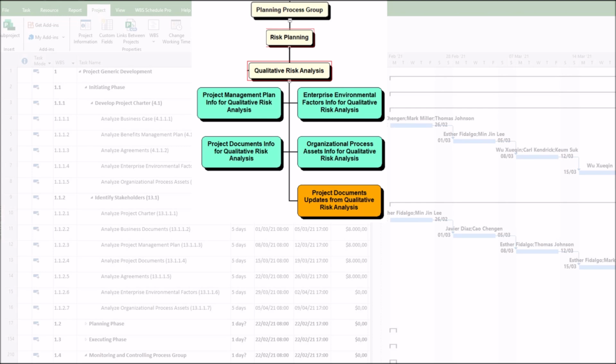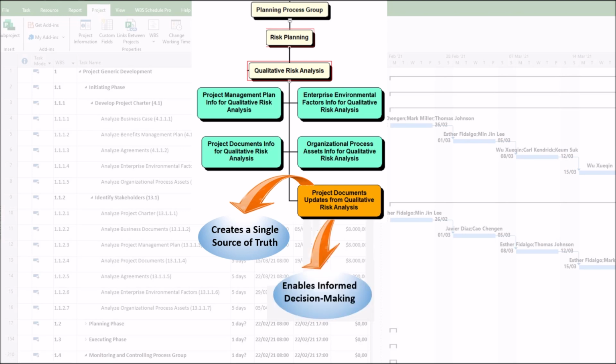The core importance of updating project documents. Updating project documents during qualitative risk analysis is vital for three main reasons. 1. Creates a single source of truth. Without updates, the risk assessment exists only in someone's head or on a whiteboard. Document updates ensure a formal, accessible record of which risks are most critical, why they are critical, and the rationale behind their priority.